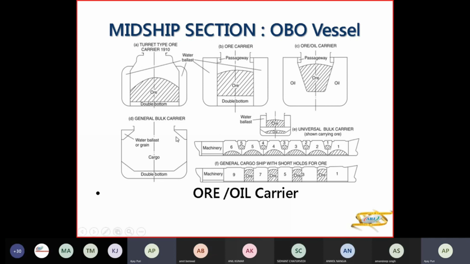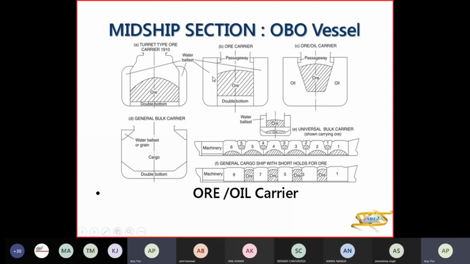Now this is a general bulk carrier which has got hopper tanks and DB. And in an ore oil carrier, you have oil here in the wing tanks and the center hold is having ore. So they are being carried in the same voyage, not in different voyages.